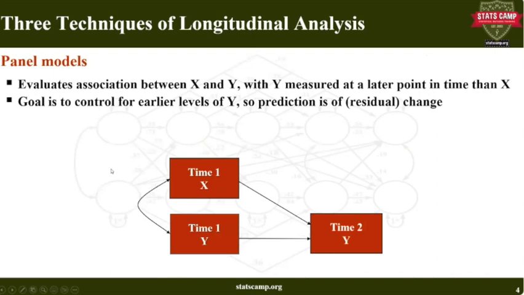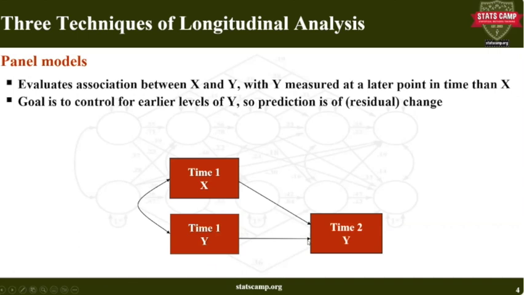So we want to know, is there a variable, for example, in this case, X, that might be predictive of the changes in Y? And so with just the simplest of models, 2 time points, and I'm using boxes here to represent a panel model, we see, is there an association between X and Y when Y is measured at a later time point?